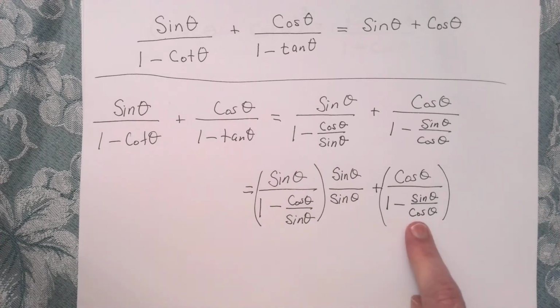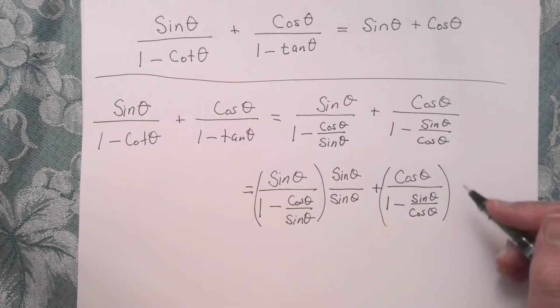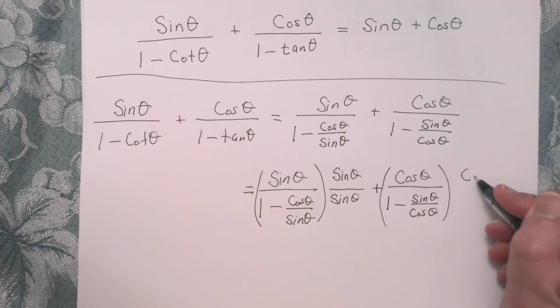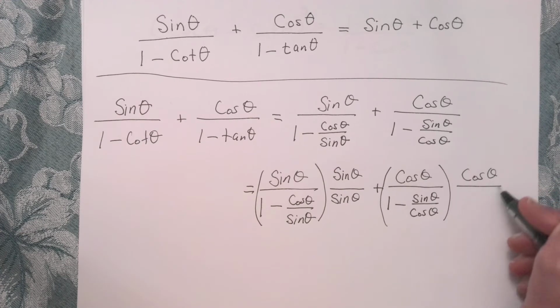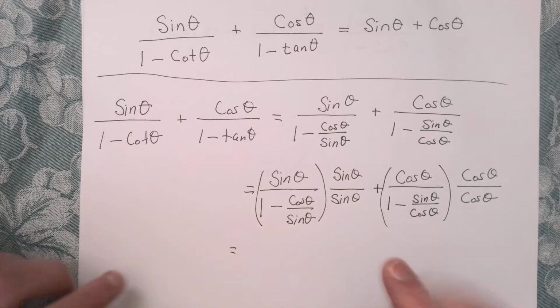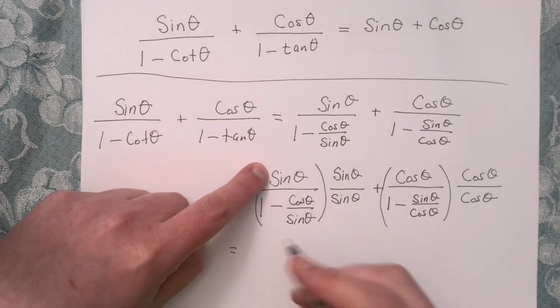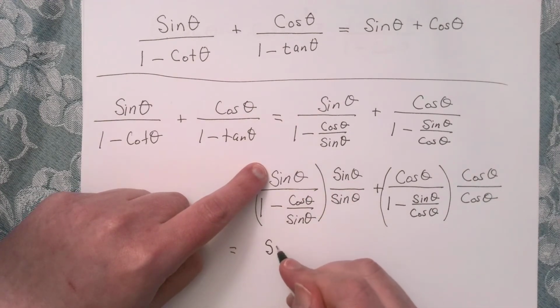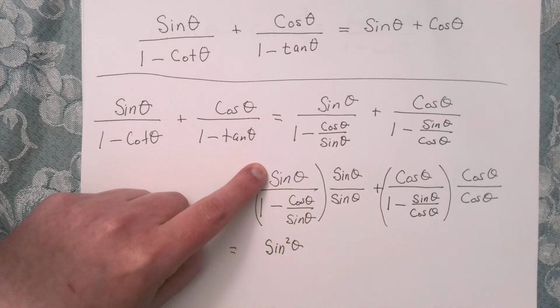Same thinking here. Let's multiply by cosine over itself. I'm not thrilled with this, and that'll help get rid of that. Okay, so upstairs we have sine squared of theta. Let's see what's happening downstairs.